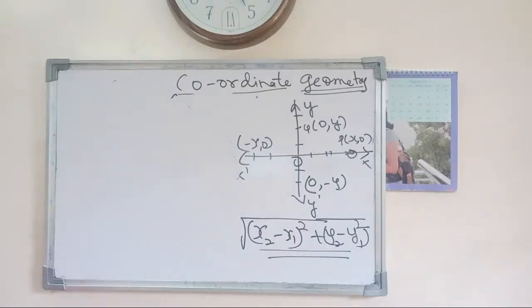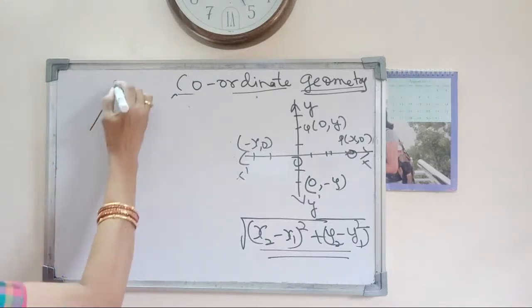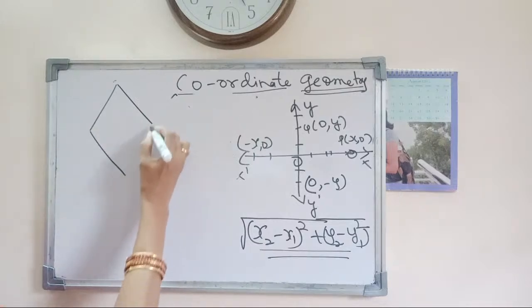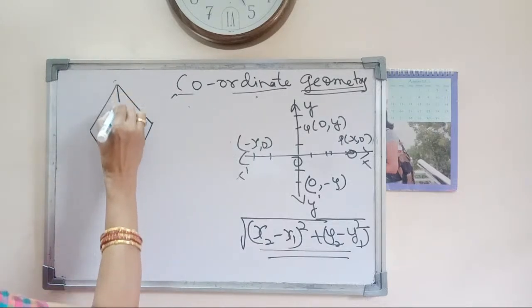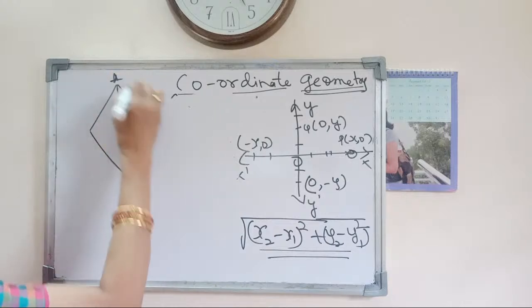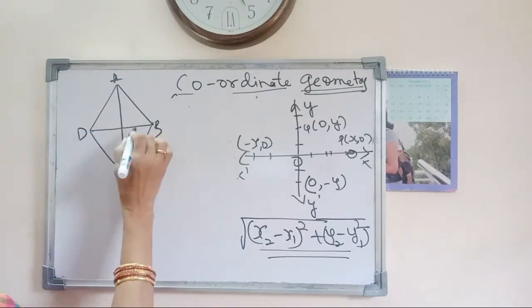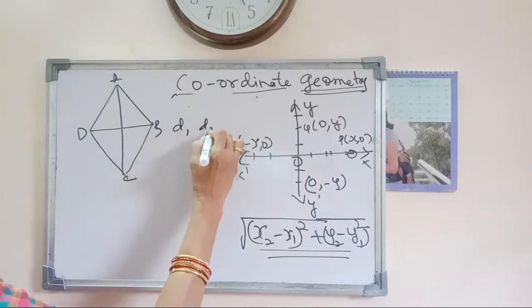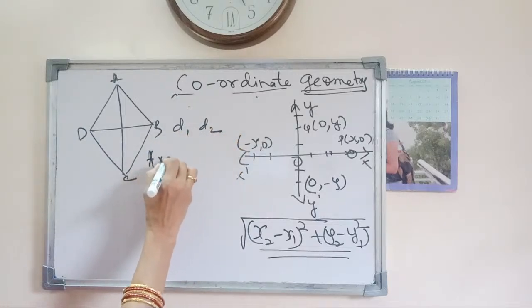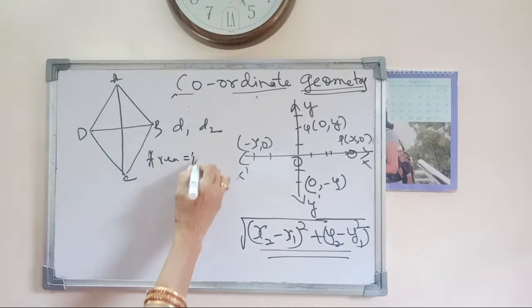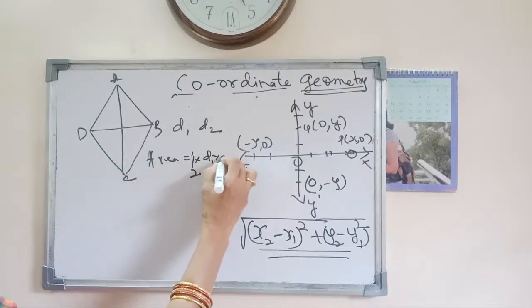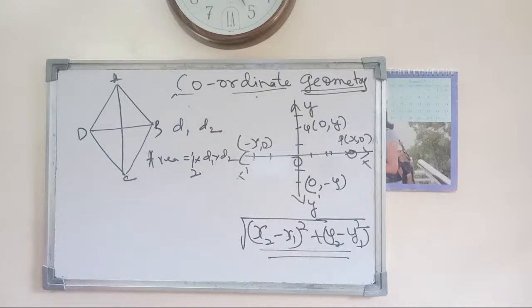And also we can find out the area of a rhombus using this distance formula, that is finding the distance from A to C and B to D, you will get D1 and D2. Area can be taken as half into D1 into D2. This is also one of the applications of this distance formula.